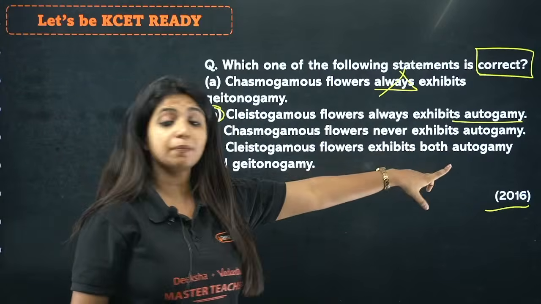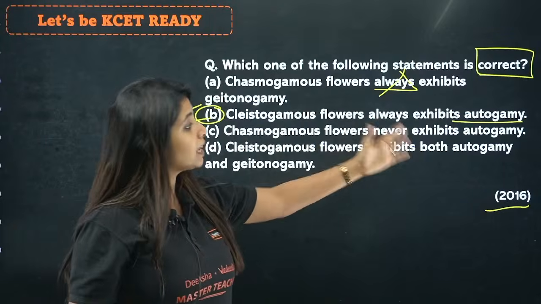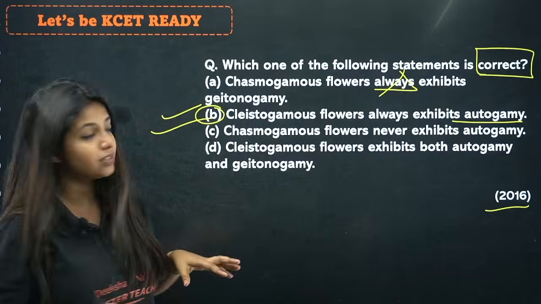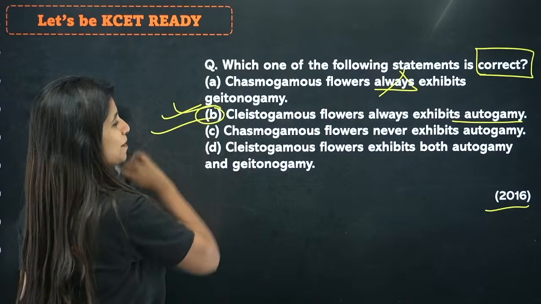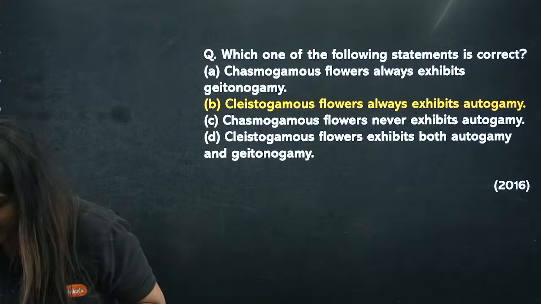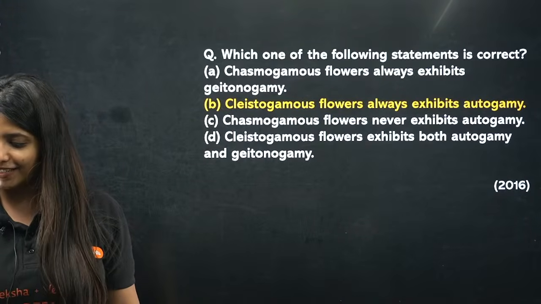Chasmogamous flowers never exhibit autogamy, that will also be wrong. As I said, it can do everything. Cleistogamous flowers exhibit both autogamy and geitonogamy. Cleistogamous flowers are closed, so they cannot do all of this. They can just do one thing, and that is B. Got it? Which is why the answer for this question is B. And Sinchana also gave me the correct answer, and Anmol also gave me the correct answer.